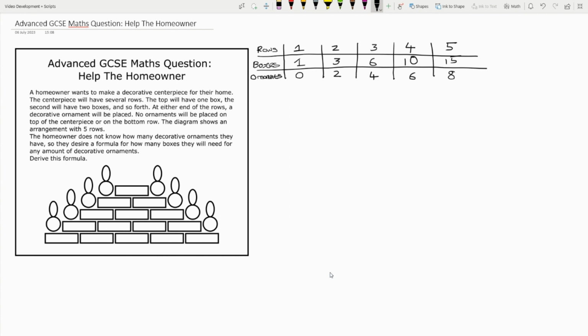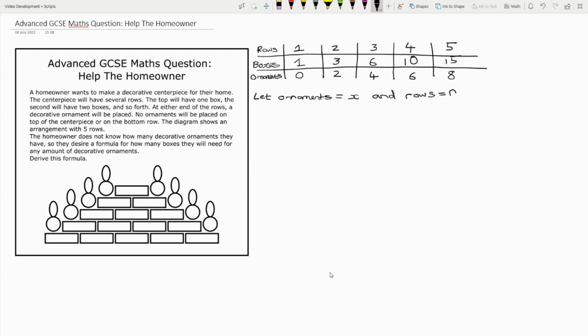So now if you look carefully at the boxes and ornaments, what we're forming here is a sequence. The boxes sequence is 1, 3, 6, 10, 15, and the ornament sequence is 0, 2, 4, 6, and 8. So let's start with the ornaments, and we're going to call ornaments X in this case. We're going to let ornaments be equal to X, and we're going to say that the number of rows is equal to N. So what we're going to do is write the sequence down.